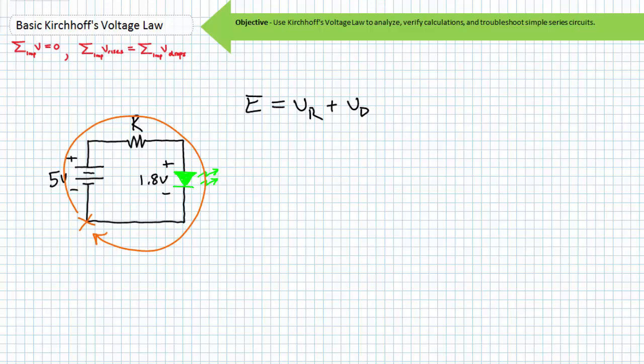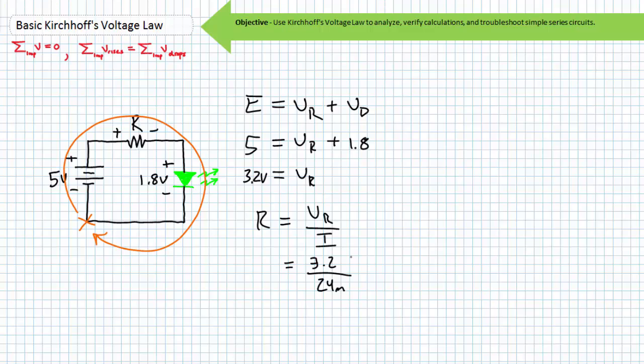Substituting in the given values and subtracting 1.8 volts from both sides, we find the voltage across our resistor to be 3.2 volts with the indicated polarity. With a 3.2 volt drop across this resistor, what is the resistance necessary to limit current to 24 milliamperes? Ohm's law states that resistance is equal to voltage divided by current. 3.2 volts divided by 24 milliamperes yields approximately 133 ohms. Again, this seemingly advanced problem is just a simple application of KVL.